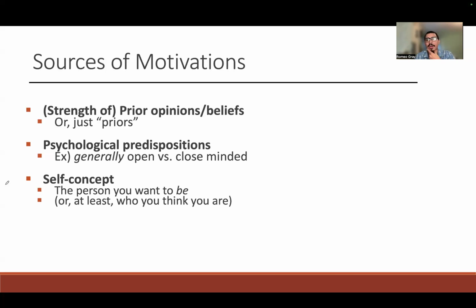Another source of our motivations when it comes to information processing is our self-concept. What that means is the person we want to be. Do we want to be an accurate person? Do we care about being an accurate person? Are we more concerned about expressing how loyal we are to our groups? Are we more concerned about flexing how knowledgeable we are, regardless of how accurate that knowledge is? All of these things relate to our self-concept, which will then influence our motivations.